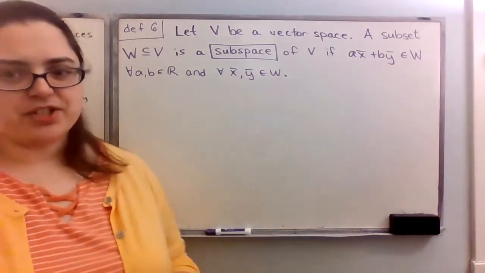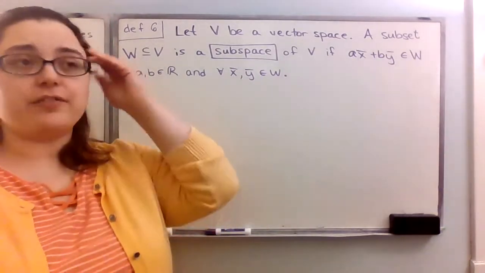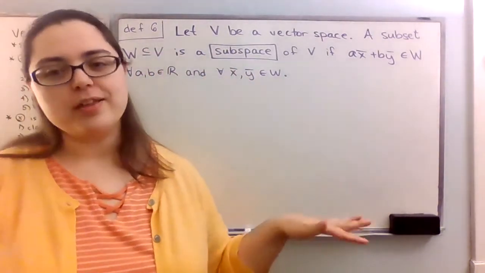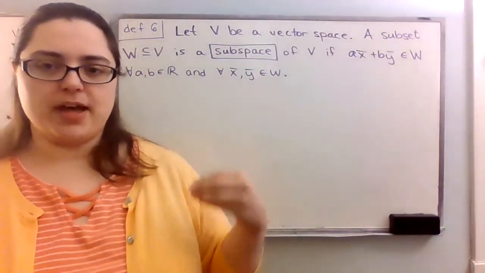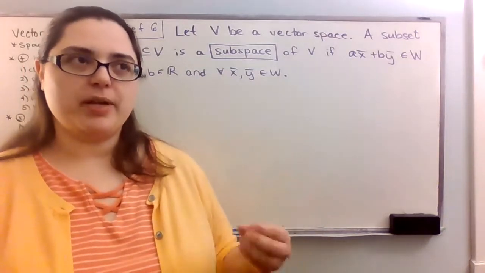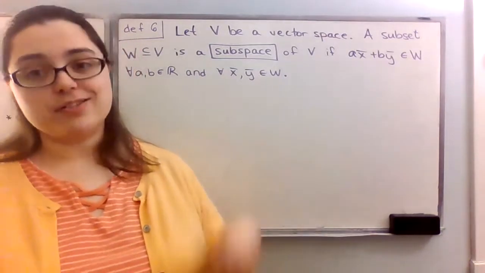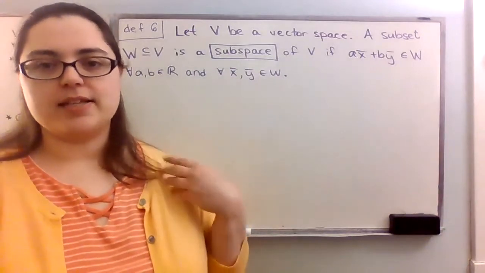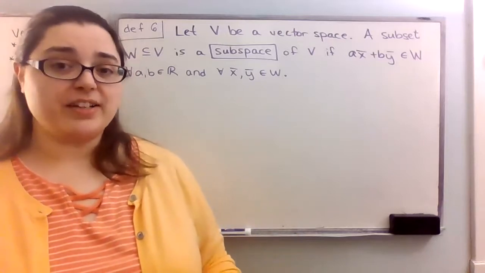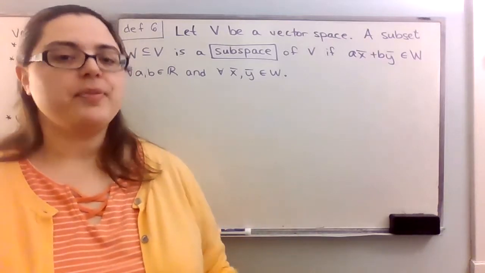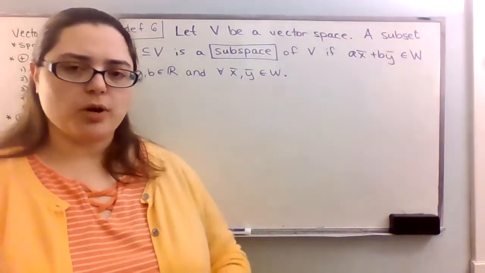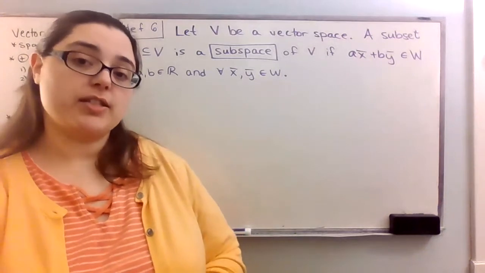So what this definition is telling us is if I have a vector space to start out with, and I pull some vectors from that vector space, and any linear combination of the vectors I pulled is also in that set, then that set is a subspace. If I could find a linear combination of those vectors and it's not contained in that subset, then that subset is not a subspace.